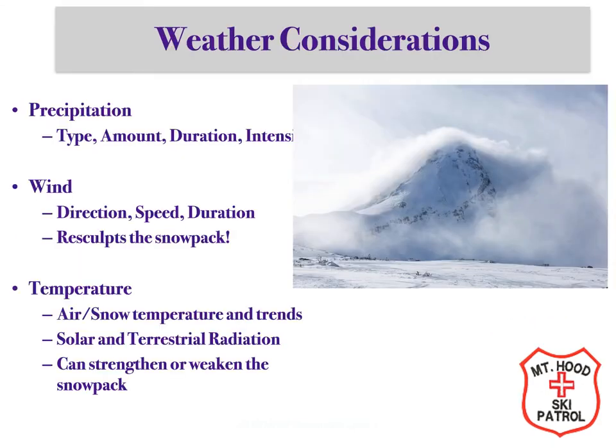When we think about weather and the effect it can have on avalanche risk, we think about precipitation, wind, and temperature. Precipitation creates the snowpack. The type of precipitation, rain versus snow for example, can have a great effect on stability. The duration, how long the precipitation occurs, and the intensity, how many inches of snow or rain per hour are being deposited, can have a huge impact on stability.